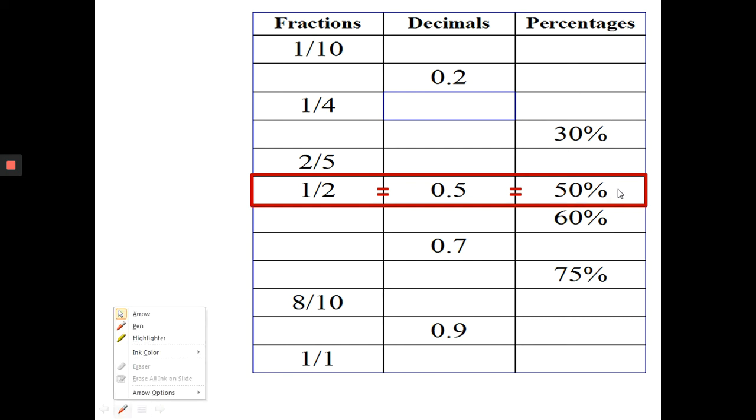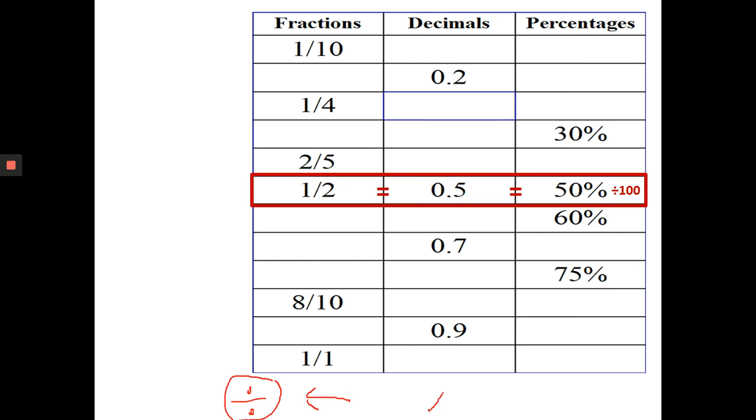Okay, remember, if you want to convert 50% to decimal, that means you have to divide this into 100. So to divide this into 100, you move to the left. Okay, remember this, for division, move your decimal places to the left. But for multiplication, you move your decimal point to the right. Okay?